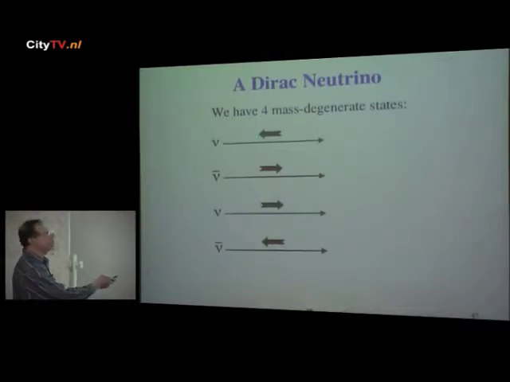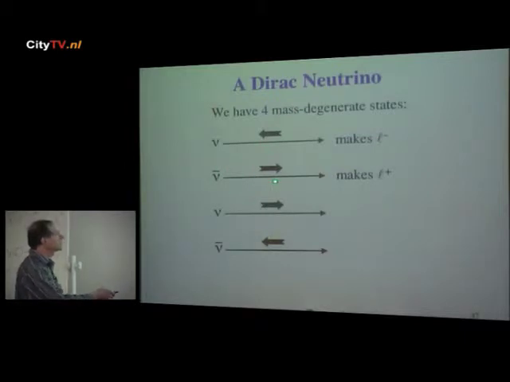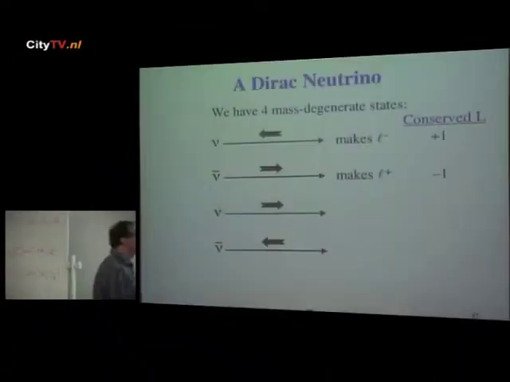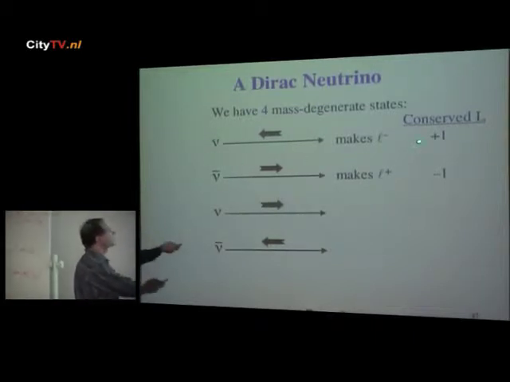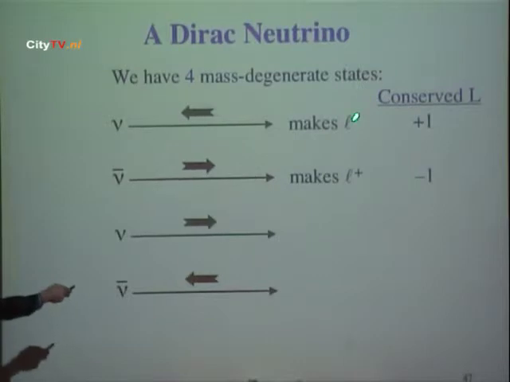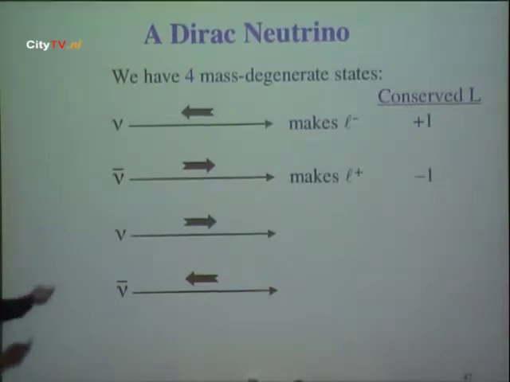When this left-handed neutrino interacts and makes a charged lepton, that charged lepton will be negative. And when this right-handed antineutrino interacts, what it makes will be positive. In the Dirac picture, we understand that in terms of lepton number conservation. In the Dirac picture, there is a conserved lepton number. That's the difference between nu and nu bar. Nu has L equals plus, nu bar has L equals minus. And L is conserved. And L minus, like an electron, also has L equals plus, and L plus, like a positron, has L equals minus. So that's why this particle makes L minus, and that one L plus.